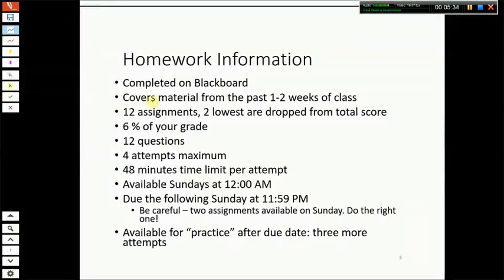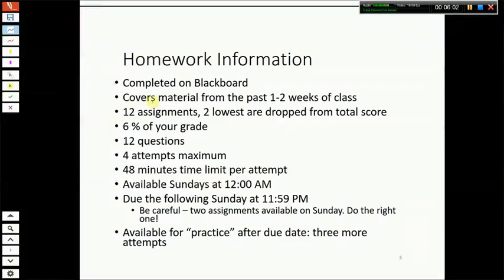All right, and then there's, as I said, 12 to 13 assignments. We typically drop the two lowest from your total score, so you have a little bit of flexibility if you miss one or completely bomb one. And as I already mentioned, it's 6% of your grade. Now, each homework assignment is 12 questions, and there's a 48-minute time limit. So it's not too fast. It's actually a little bit slower than the exam time limit, so you have plenty of time to work through them. And we give you 4 attempts maximum per week.